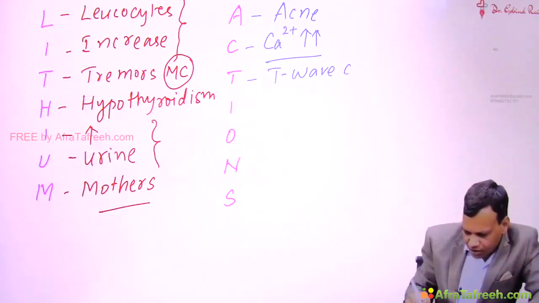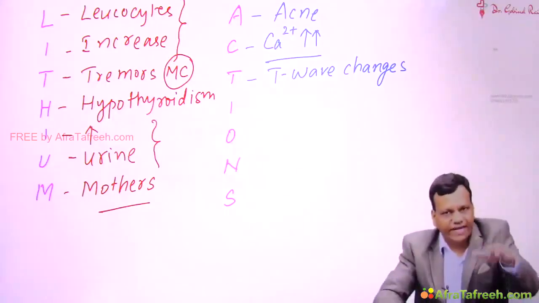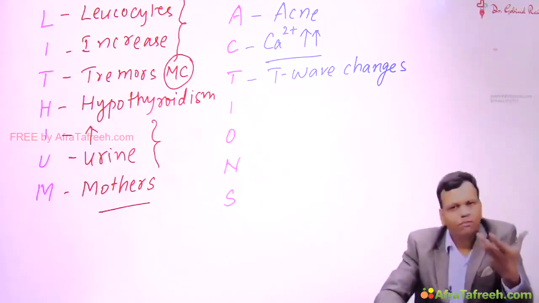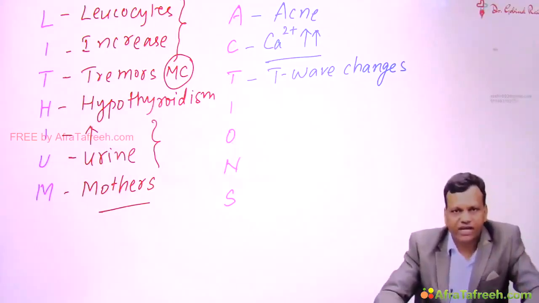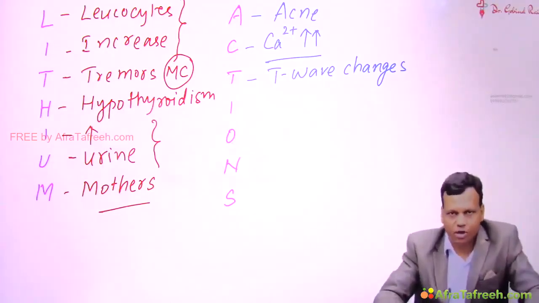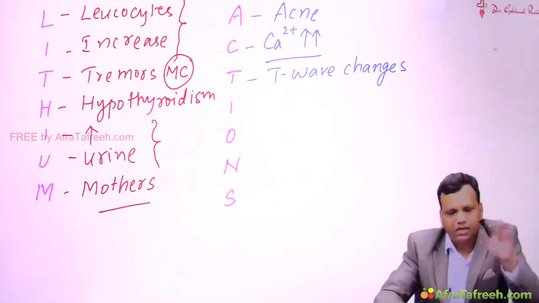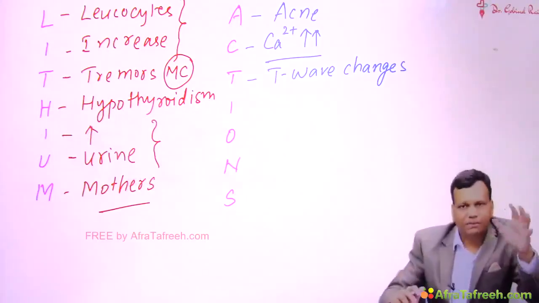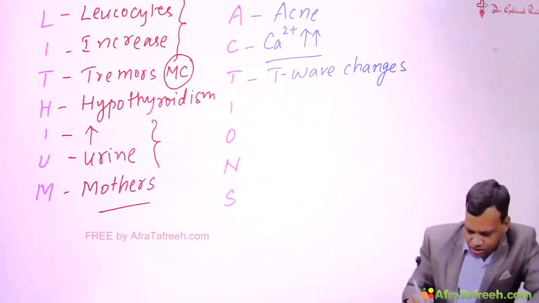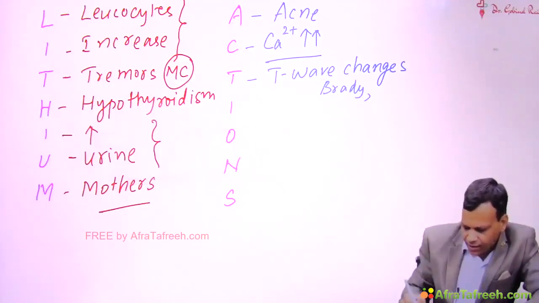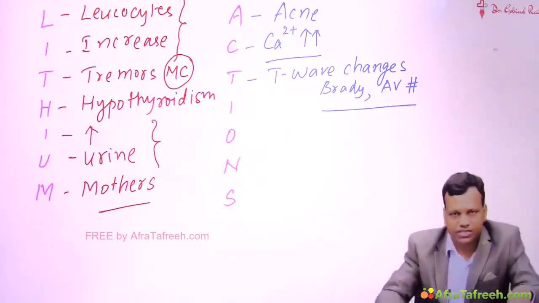Then T stands for T wave changes in ECG. Lithium basically causes flattening of T waves, but these are benign, not of any clinical significance, and reversible. They will automatically stop. But in toxicity, lithium can depress the heart, and in severe toxicity, it can cause severe bradycardia. Bradycardia can occur, and it can also result in AV block. So these can be seen in severe toxicity.